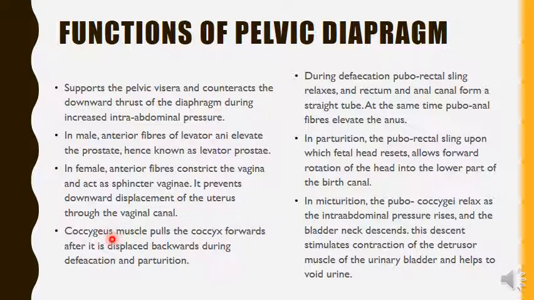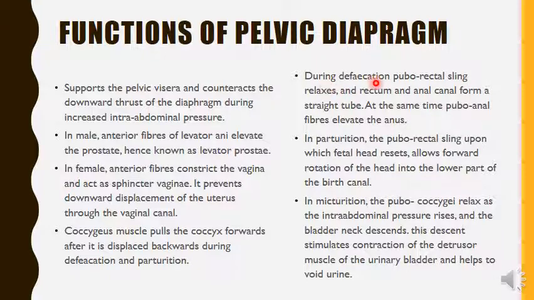And then the coccygeus muscle pulls the coccyx forwards after it is displaced backwards during defecation and in parturition, to widen the urogenital hiatus, and in defecation to widen the hiatus rectalis. The coccygeus muscle pulls the coccyx forwards, and then the ischiococcygeus will help to place it back in its normal position after the defecation and parturition are completed. So that is one important function.